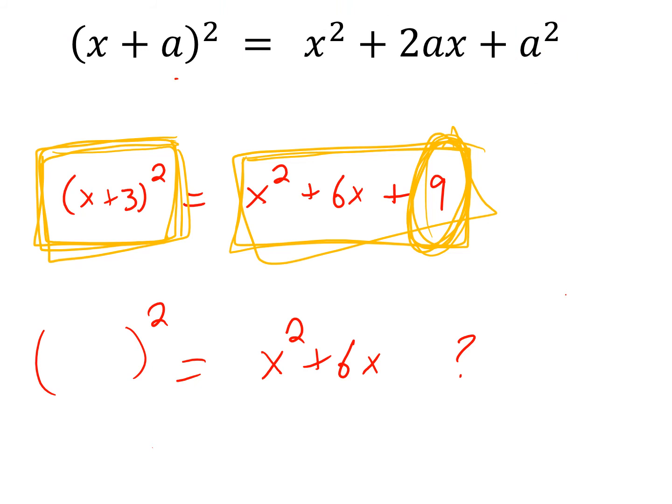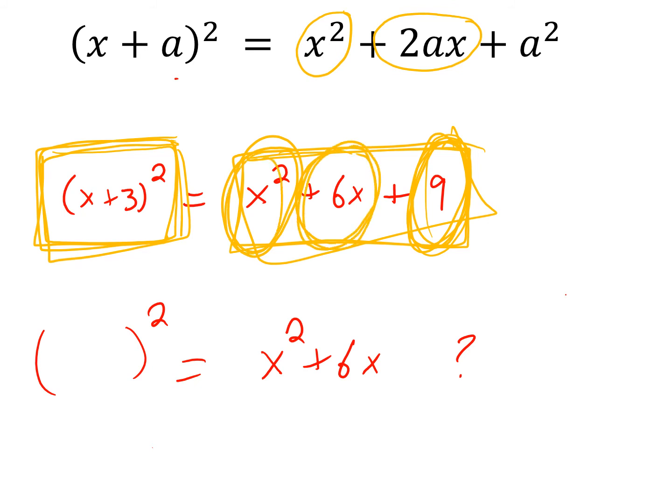So what you're going to be given is two terms. One term is just an x squared, and the other term is an x term. Take a look over here, x squared and an x term. There's a number in front of the x, but x squared and an x term, that's all you're going to be given. And you have to come up with the right number to put here. So how could you come up with it?